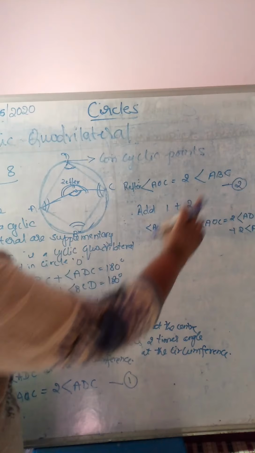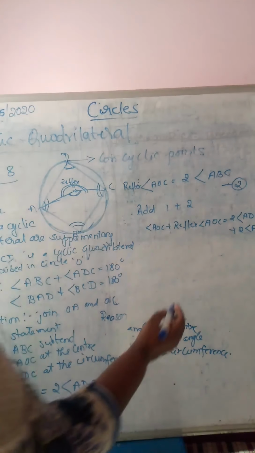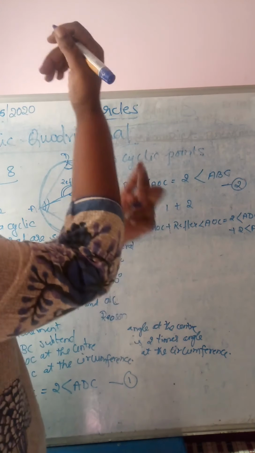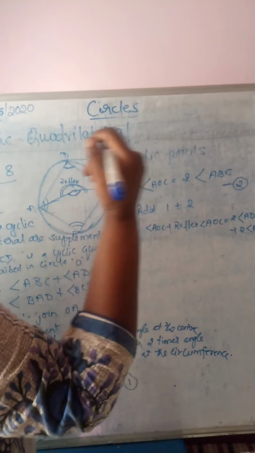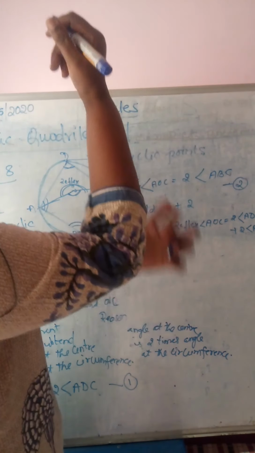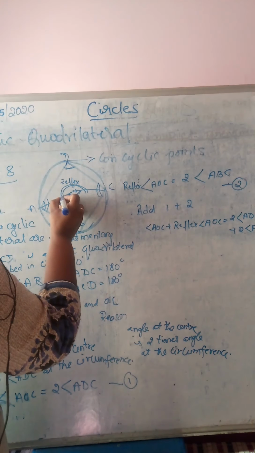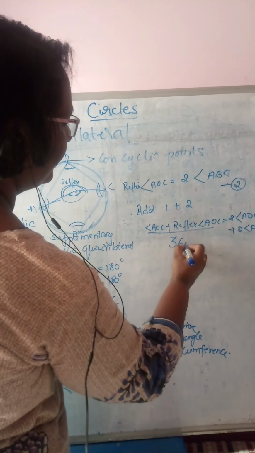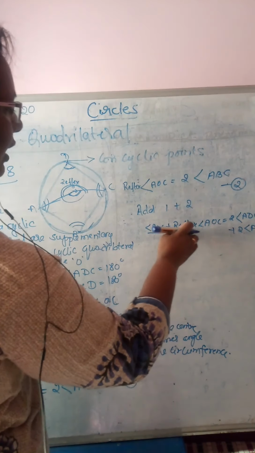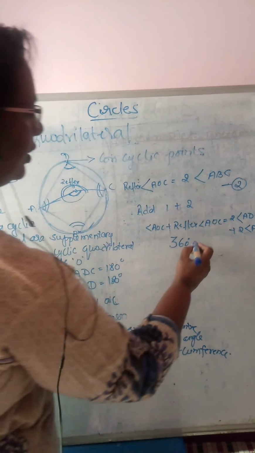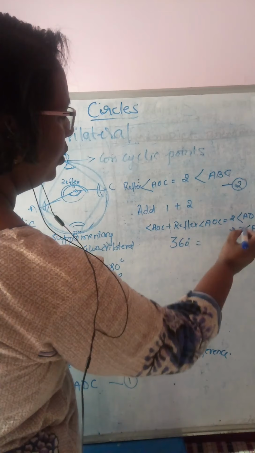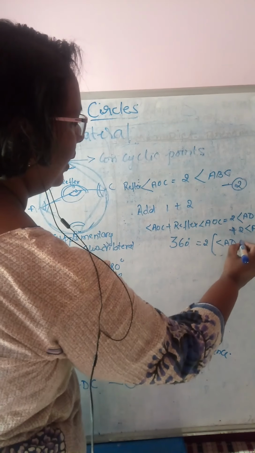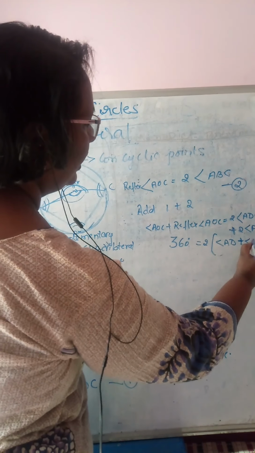This plus this. Now see here, this angle, acute or obtuse, plus the reflex angle will become 360 degrees. So this whole thing will become 360 degrees. Now this will be equal to, I can take 2 common, so 2 times angle ADC plus angle ABC.